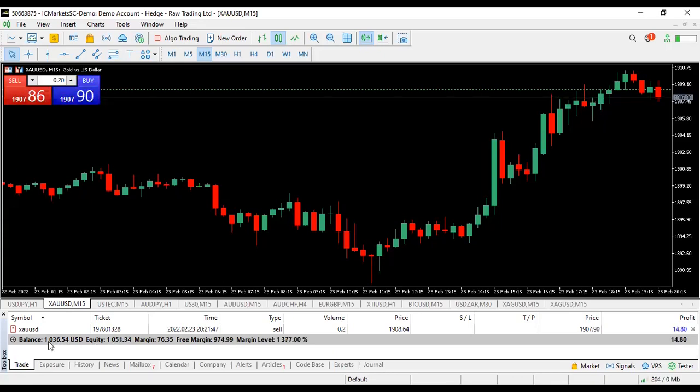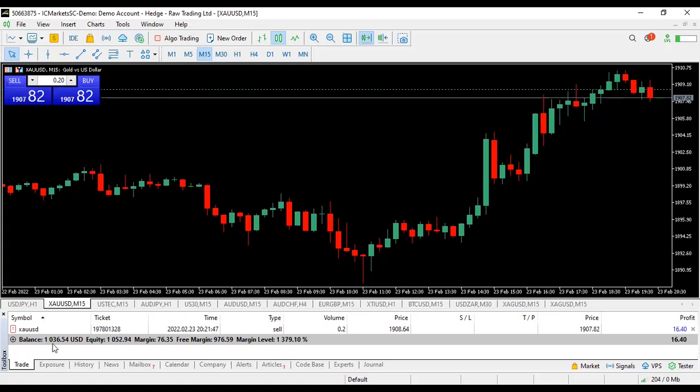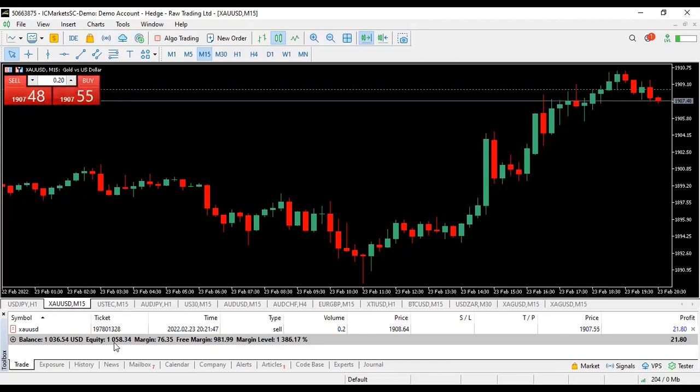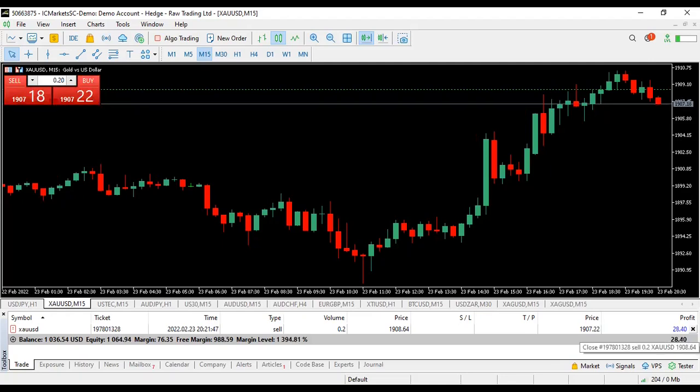As you see here, we started with $1,036, but now we are on $1,055, which means the equity is the current price that is taking place in the market. Okay, so meaning it's the money that you have made currently, but this money is not yours until you decide to close the trade.